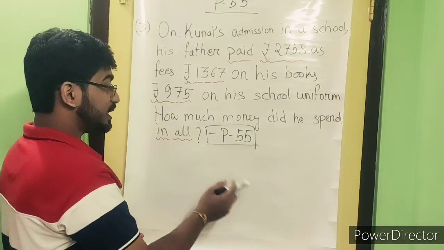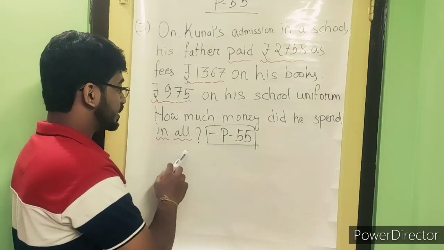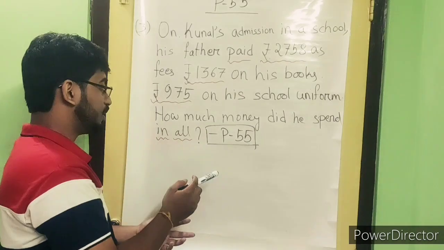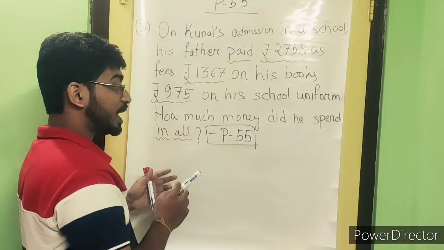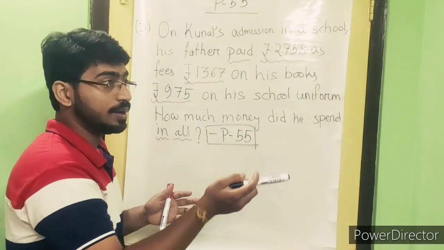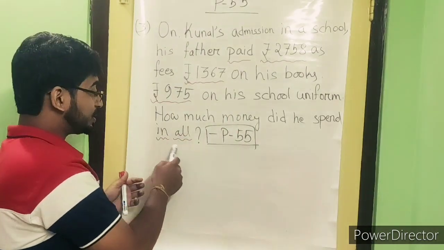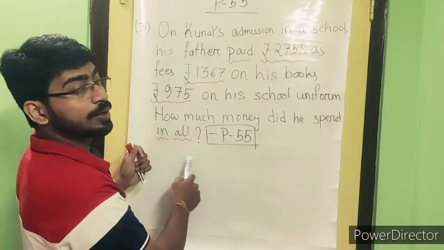Where is the clue? In case of addition, I have told you that these keywords are the clue: "in all". How much money is spent in all? Now the next thing, which I have not discussed in the previous video where I discussed the 4 stages: where to place the "in all"? The "in all" will be placed at the question part.